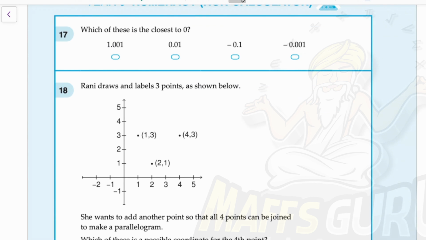Which of these is the closest to 0? Now again, I tend to put all of these to have the same number of decimal places. It just makes life a little bit easier for me. So let's put a 0 there, 2 zeros there, and that's it. So now we've got 0.001, 0.10. So this isn't necessarily that helpful to read. So which of those is closest to 0?